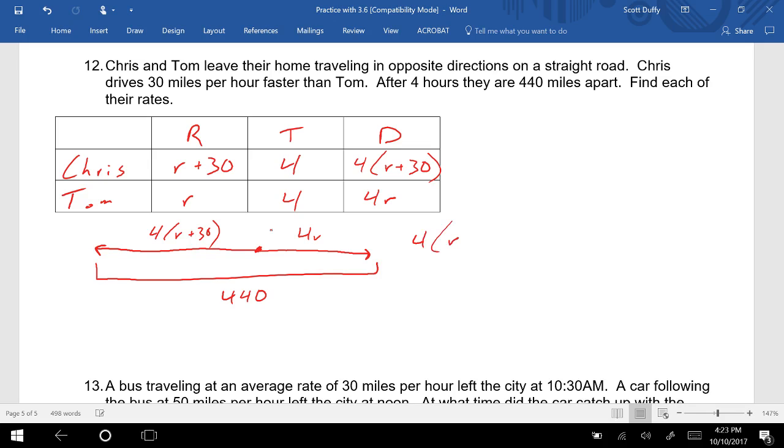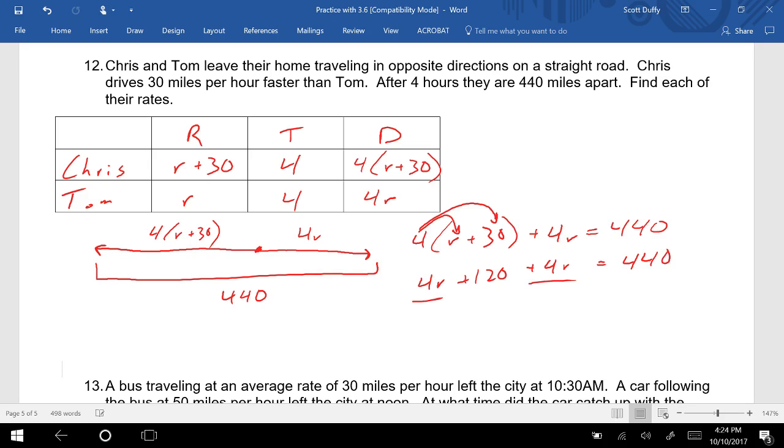So 4 times R plus 30, plus 4R. 4 times R plus 30 comes from this section, and 4R is the distance that Tom goes, and that equals 440. From there, it's just algebra. 4 times R is 4R, 4 times 30 is 120, plus another 4R equals 440. 4R plus 4R is 8R, plus 120 equals 440.